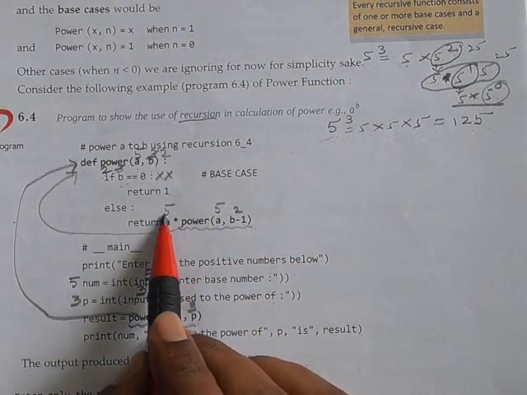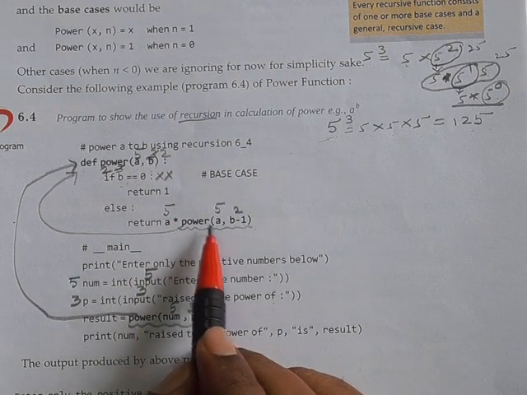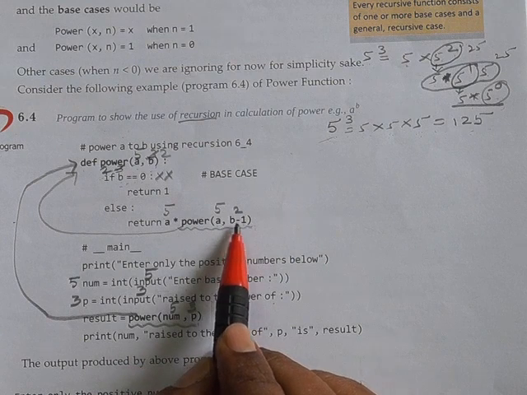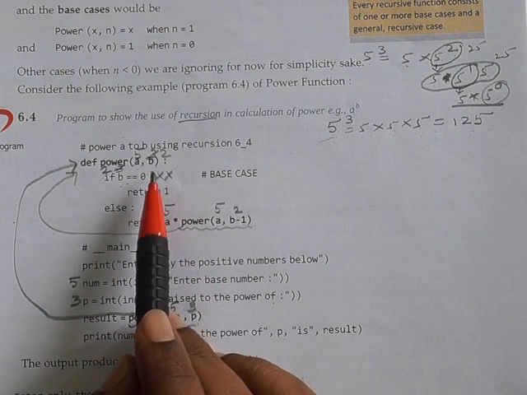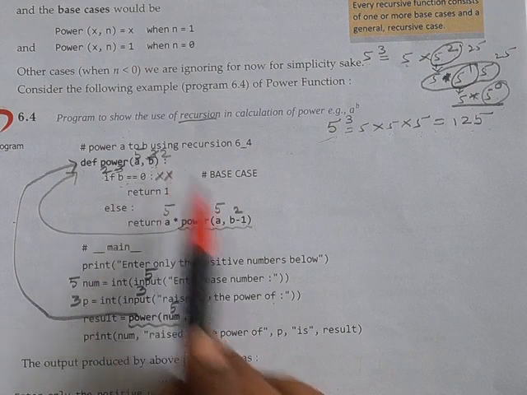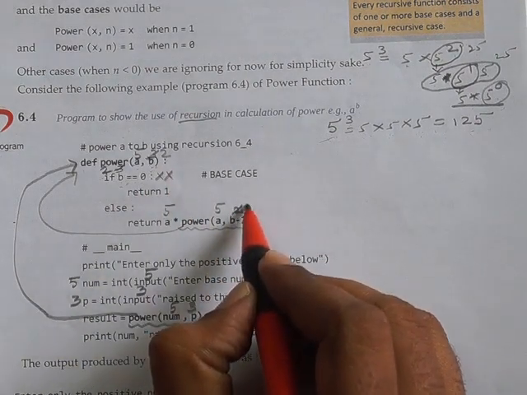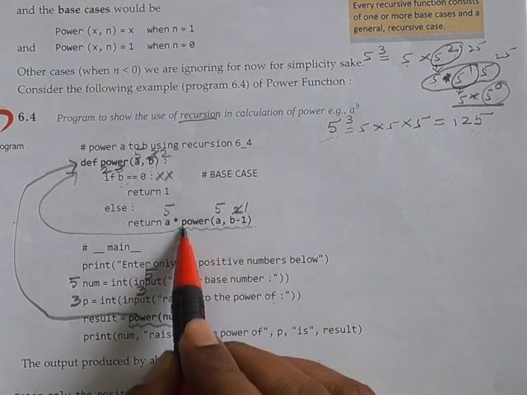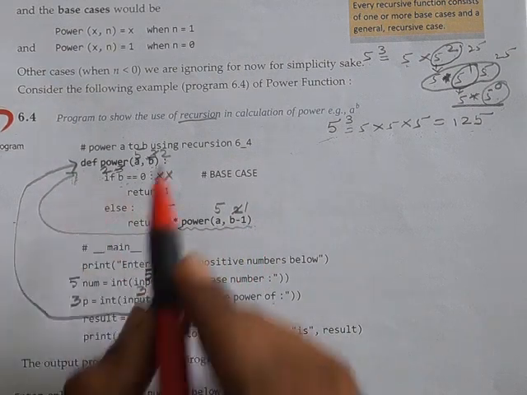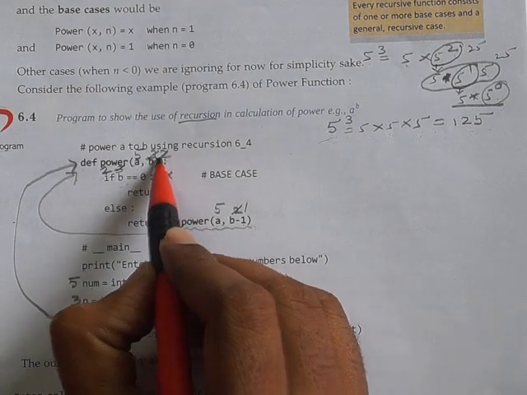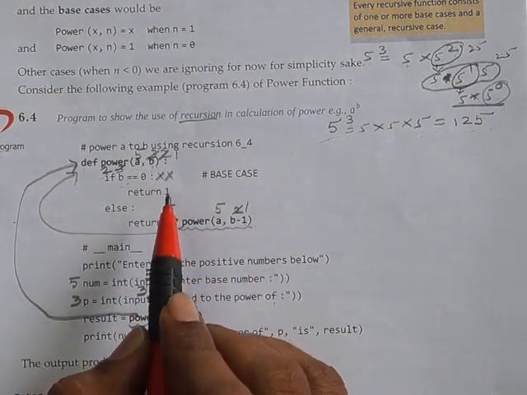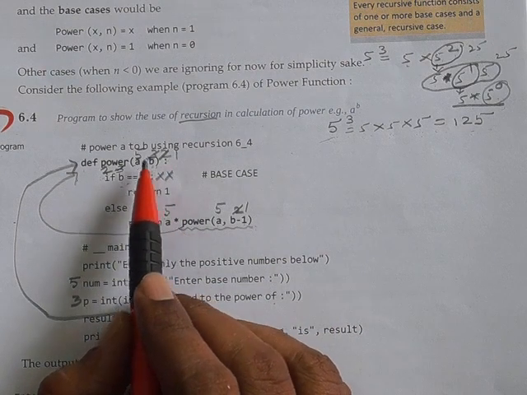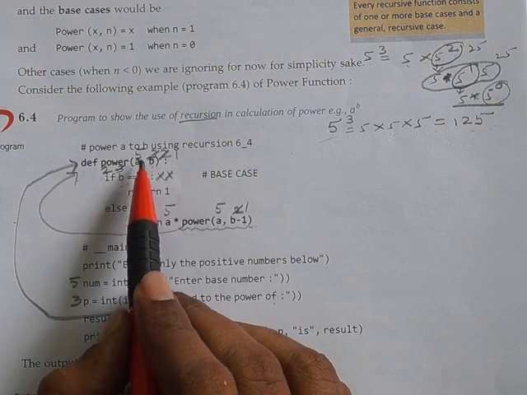Okay. Once again 5 into power of A value, of course the same 5, and B value, B minus 1. B value is 2 now, so 2 minus 1 means it is 1 now. Got it? So once again it is a call statement. It will go here. So now what is the B value? B value is 1 now. That means now it is going to find the value of 5 power 1.